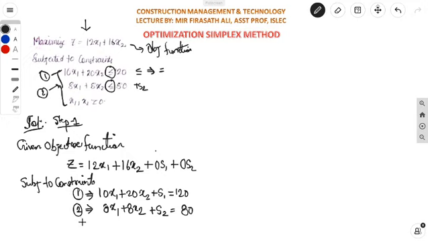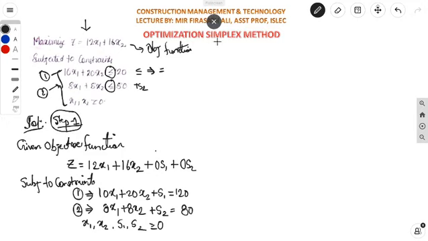For all these, x1, x2, S1, S2, all variable values are greater than or equal to 0. So this was our step 1. Now, after modifying the objective function given in the problem, let us proceed to step 2.